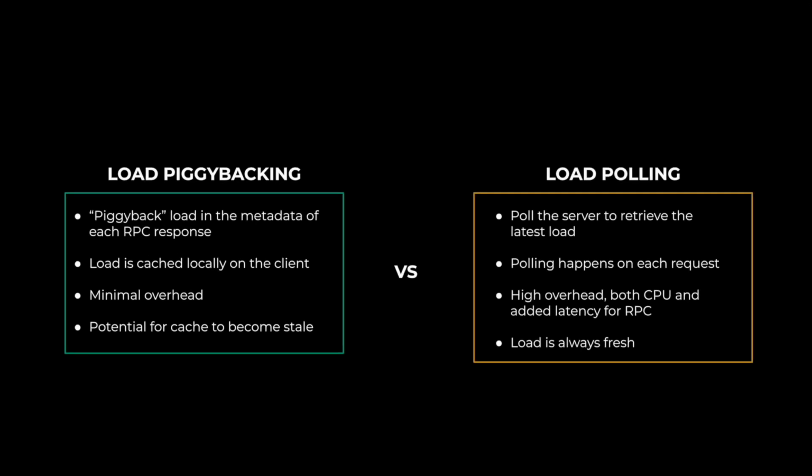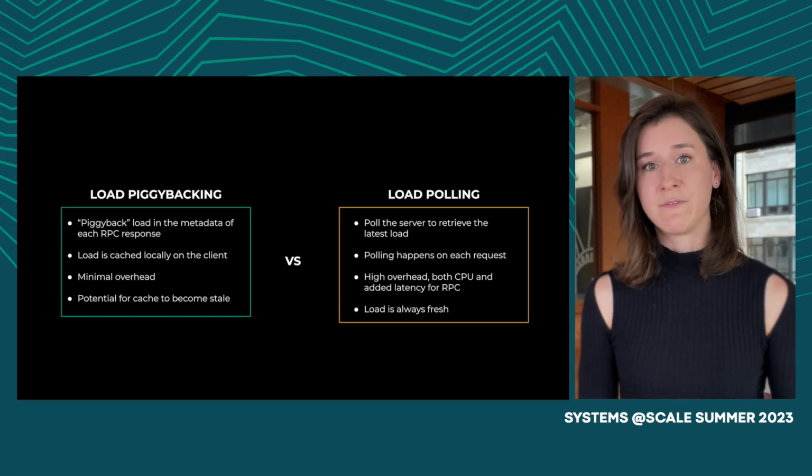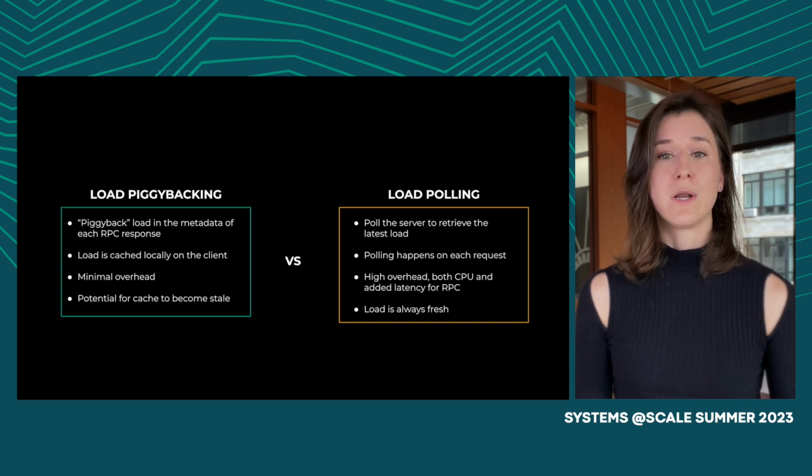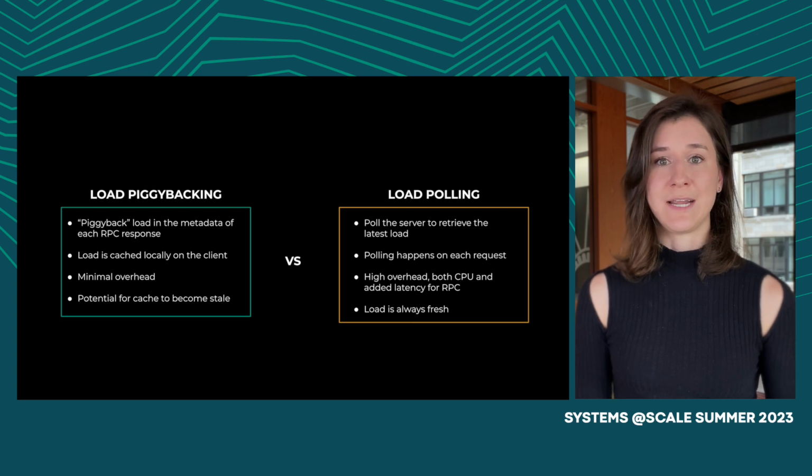So to combat those inefficiencies, ServiceRouter offers a second load balancing technique that we call load piggybacking. In load piggybacking, a server will piggyback the load with every response that it sends on a typical RPC. And it does this by fetching the load information, attaching it in the metadata of the RPC response, and then the client is able to access that information essentially for free and cache that information to use for future load balancing decisions. So this load gets cached locally on the client, which means that it's very minimal overhead. We're not introducing any extra RPC hops or added latency to actually acquire that load information for future requests.